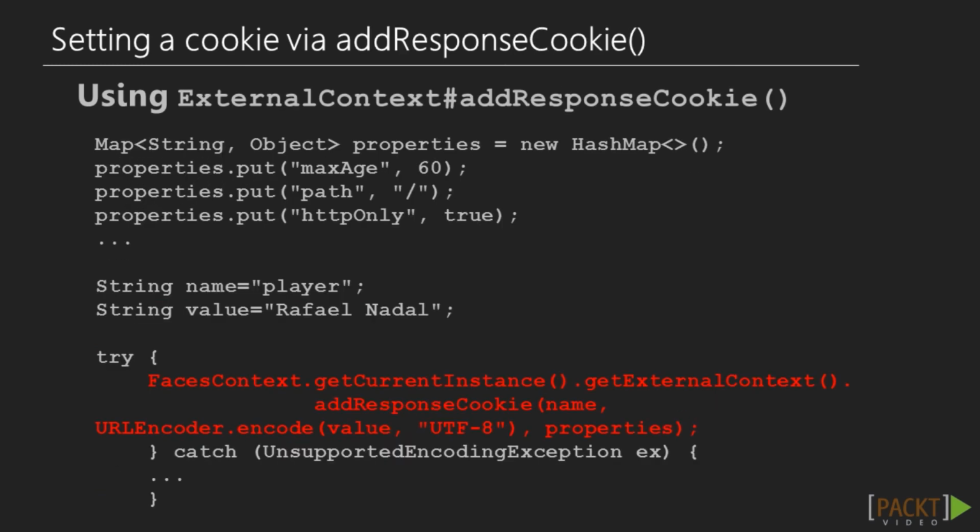Another approach for setting a response cookie is based on the ExternalContext addResponseCookie method. Basically, we need to define a map containing the optional attributes that shape our cookie and invoke the addResponseCookie method using the cookie name, value, and this map.